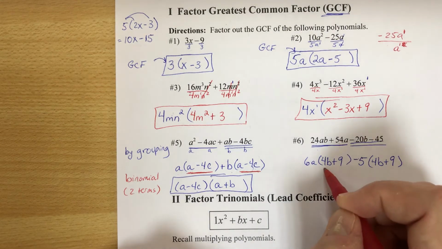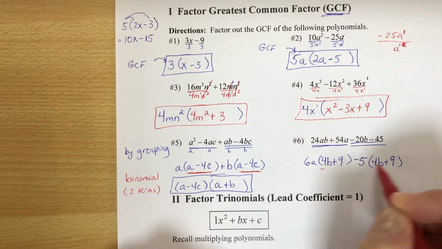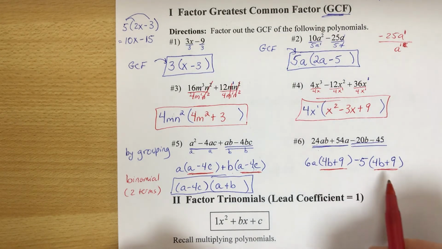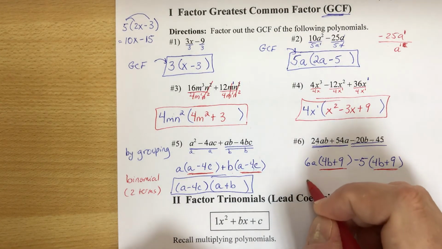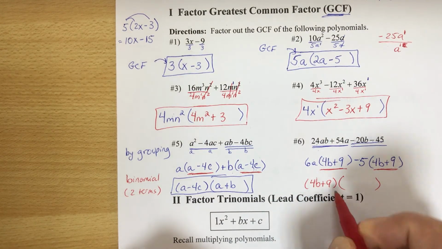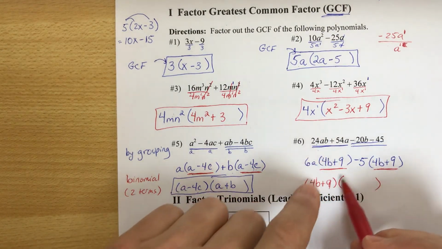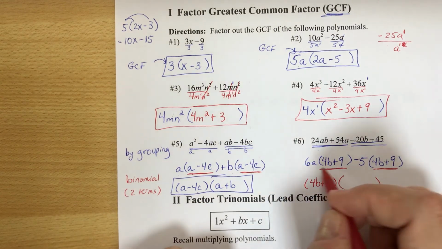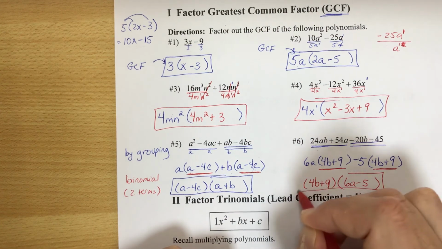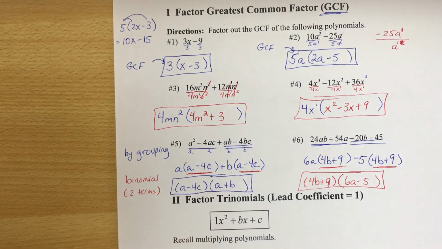Now again, notice that both expressions have the same factor still. They both have 4b plus 9. So our last move is we need to factor out that common factor. So we pull 4b plus 9 out of parentheses, and then what's left? 6a minus 5. And that is the end of part 1.